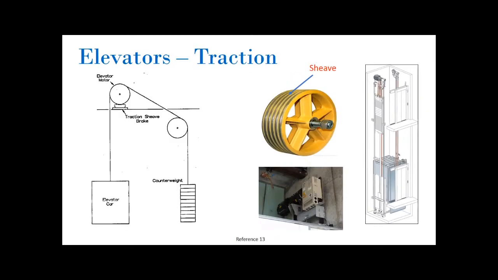The steel cables in a traction elevator loop around the sheave, which is a pulley with grooves around its circumference. These grooves grip onto the steel cables so that they move together as one.